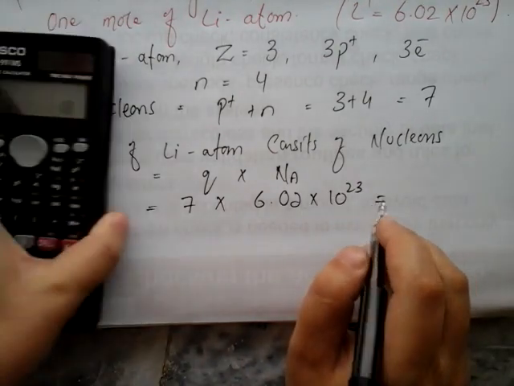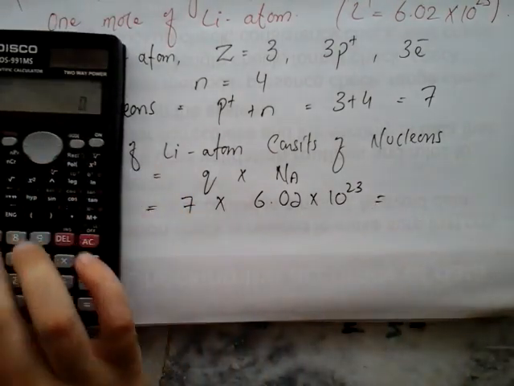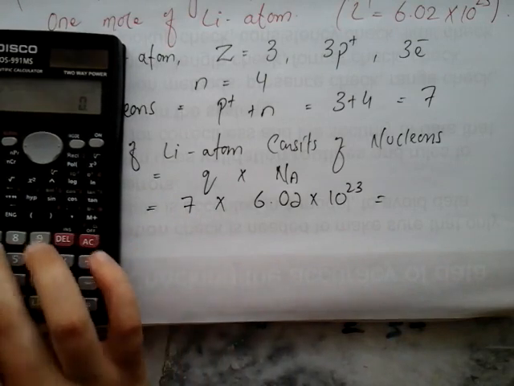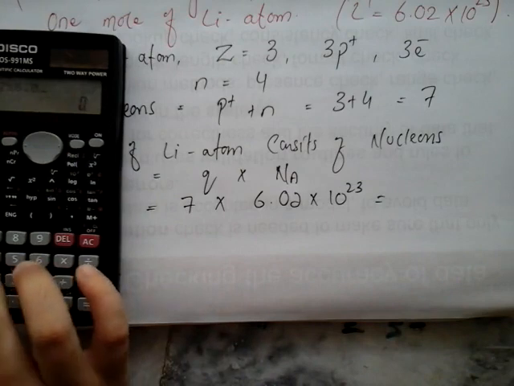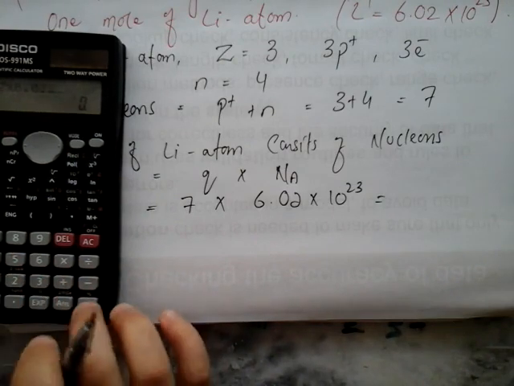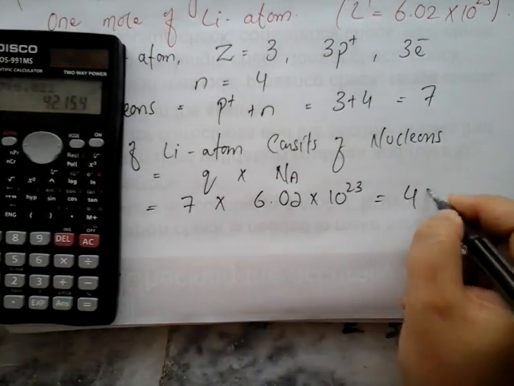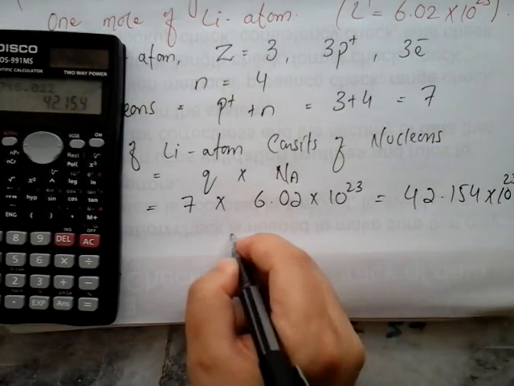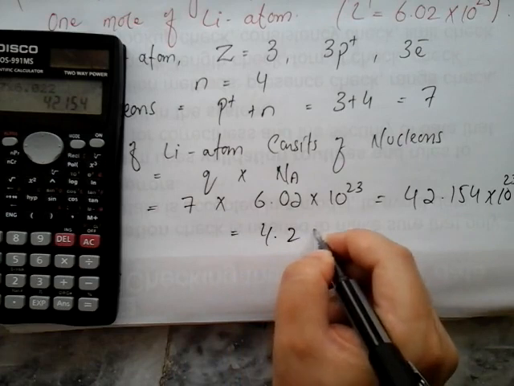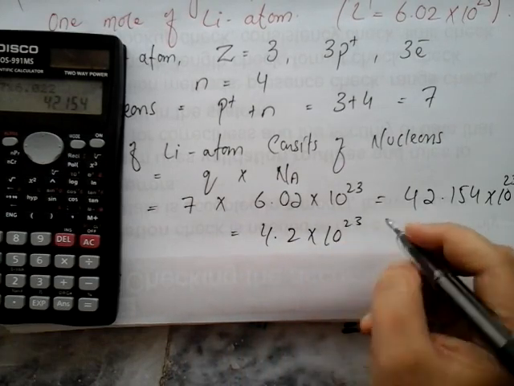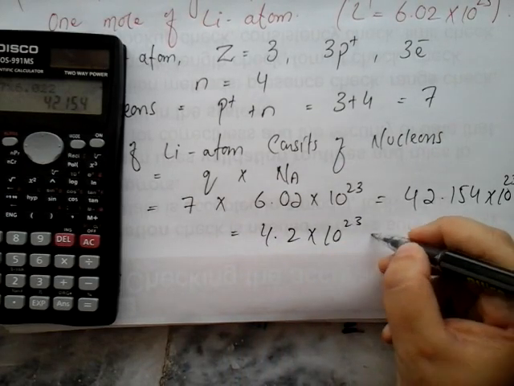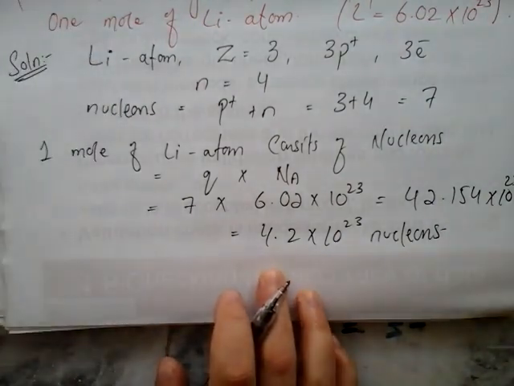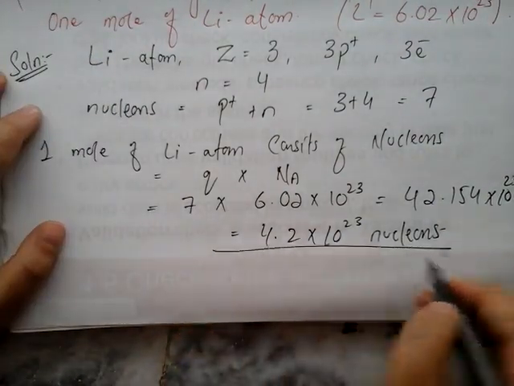So we will get 7 multiplied by 6.02, that is 42.154 into 10 raised to power 23. The final value will be 4.2 into 10 raised to power 24 nucleons. Okay, so this is how you can find the value.